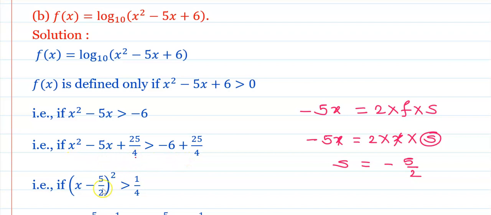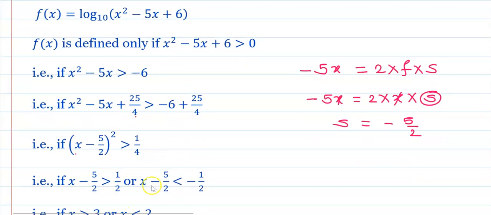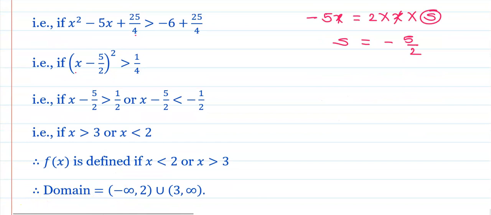Now this is a perfect square. X minus 5 by 2 bracket square. Again we will simplify there. 4 into minus 6 minus 24 plus 25, then you will get 1 by 4. Okay. Take the square root on both sides. If we take the plus, then x minus 5 by 2 is greater than 1 upon 2. And if we take the minus, x minus 5 by 2 is less than minus 1 upon 2.